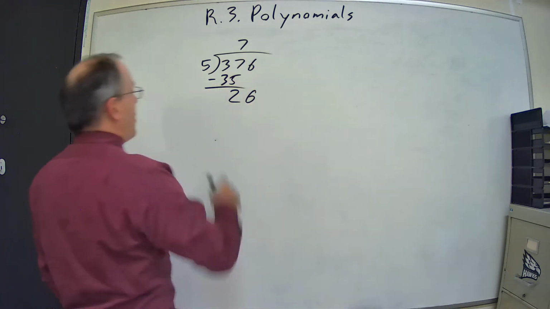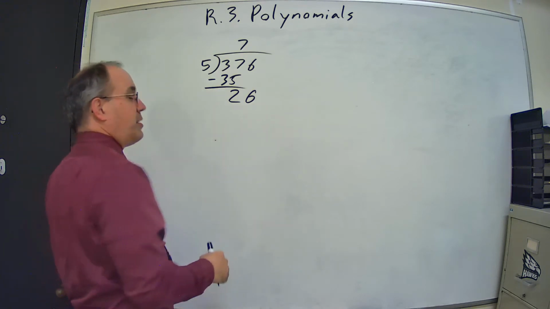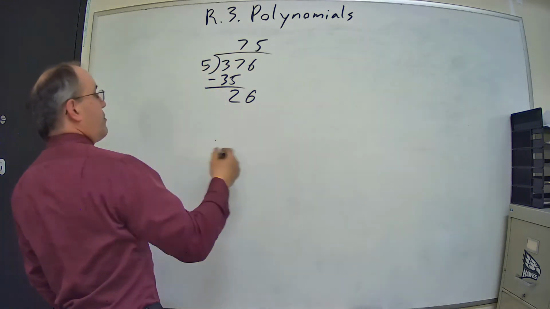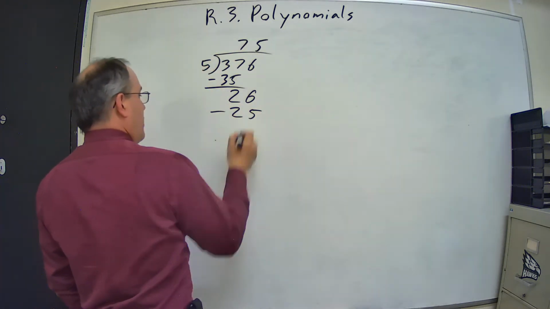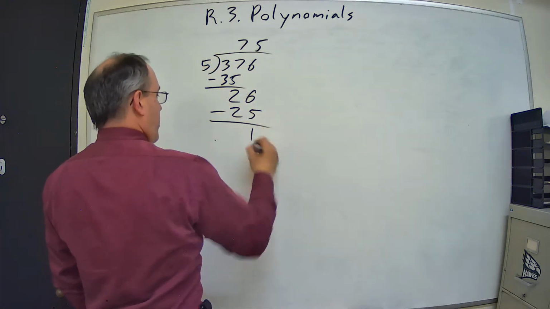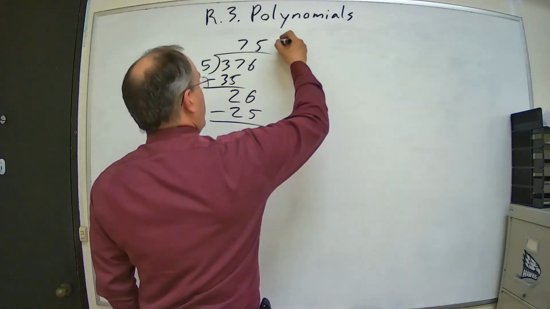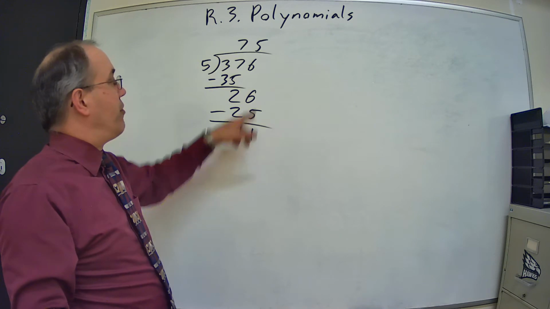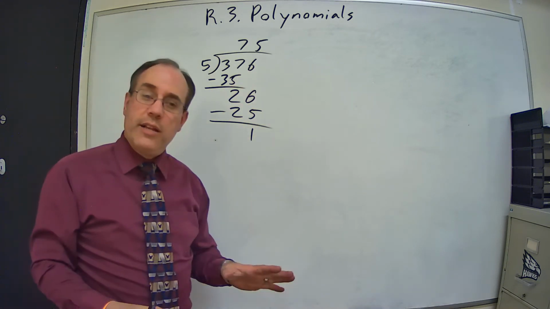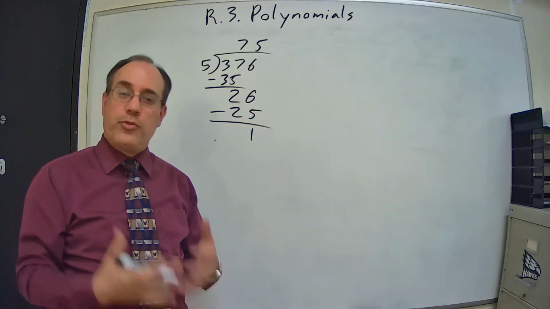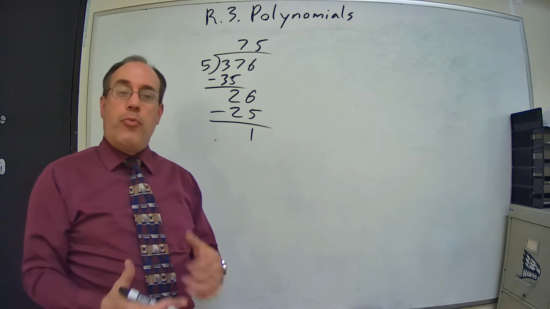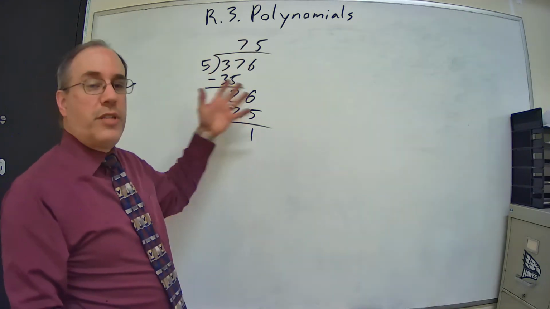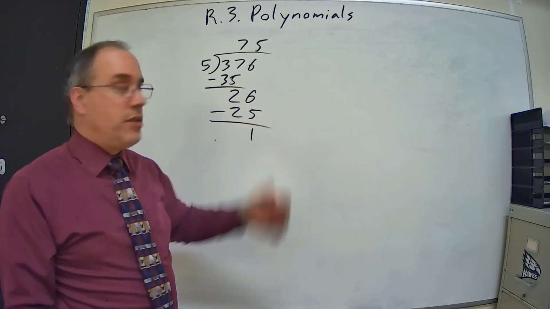You get 26. How many times does 5 go into 26? It goes in 5 times. 5 times 5 is 25. We subtract and we get 1. And we can say with a remainder of 1, right? That's a remainder of 1 because we don't treat it like decimals, since with polynomials we're not going to be able to treat it like decimals. But we can deal with it like we deal with remainders and fractions.